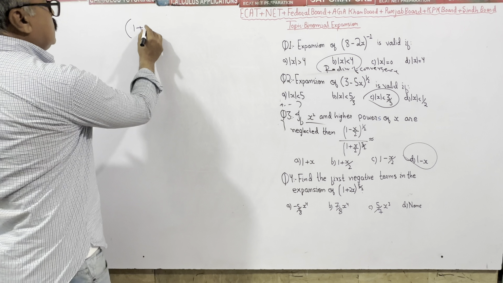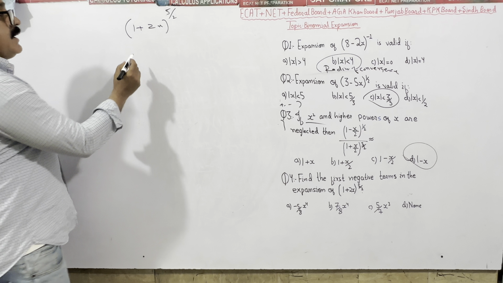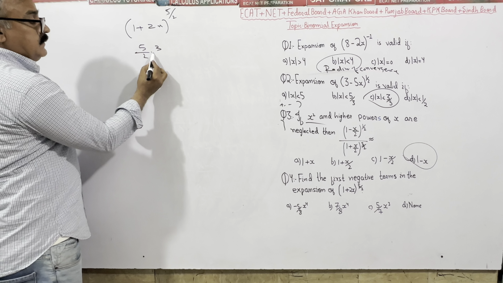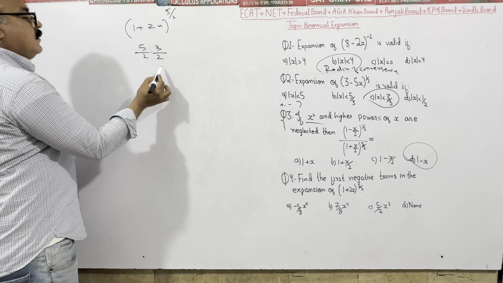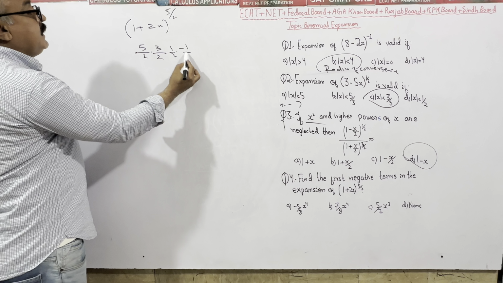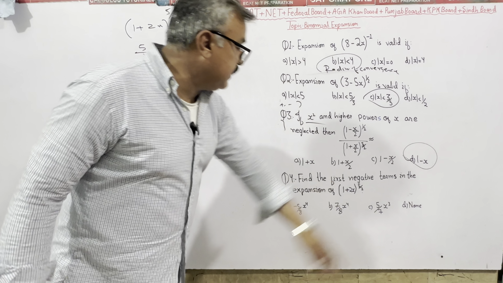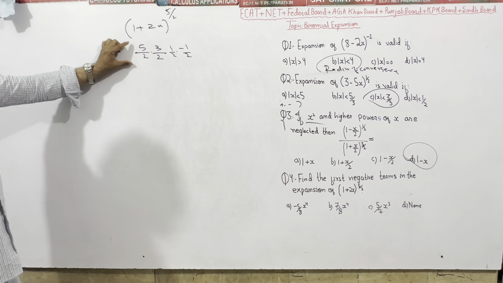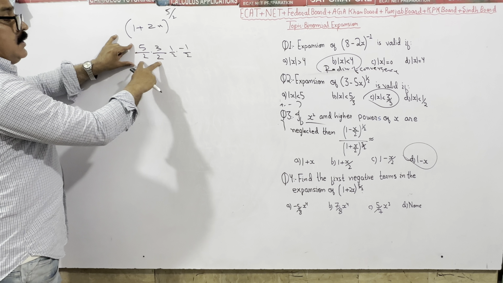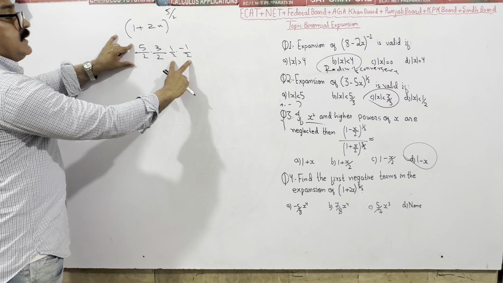1 plus 2x raised to 5 over 2. Now the overall power is 5 over 2. Drag the power down, 5 over 2. Subtract 1 from 5 over 2, it will become 3 over 2. Subtract 1 from 3 over 2, it will become 1 over 2. Subtract 1 from 1 over 2, it will become minus 1 over 2. Here comes the minus, and we are asked to find the first negative term. Whatever the power is, drag it down: 5 over 2, then 3 over 2, then 1 over 2, then minus 1 over 2.